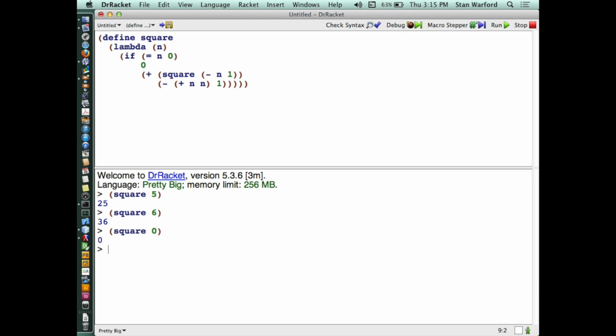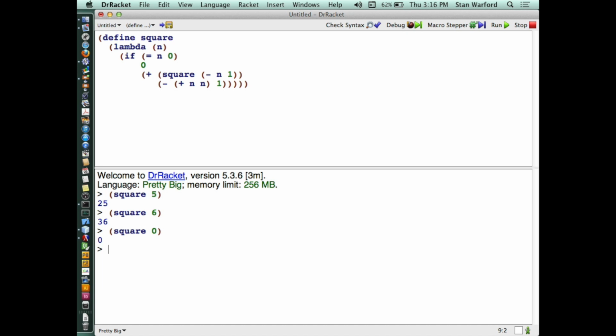Okay, now, the next thing we're going to do is something that we're going to do several times in this paradigm, and it's a really important thing to be able to do. What we want to do now is prove that that program is correct.